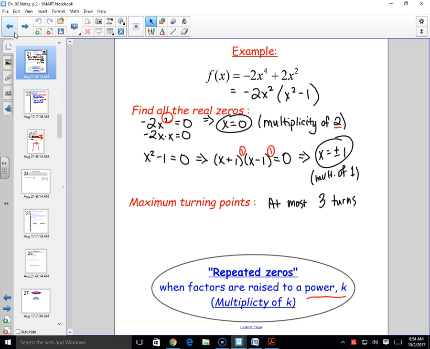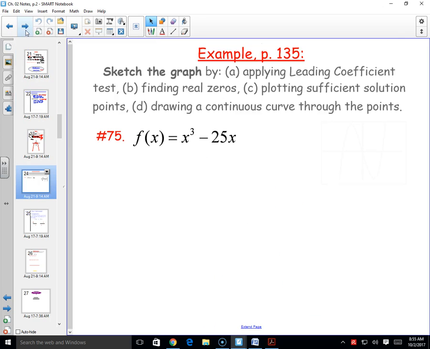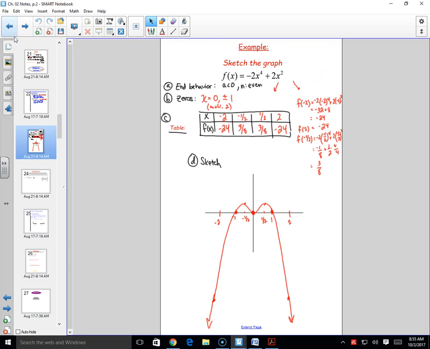Okay, so setting each one equal to 0 and solving, we found 1, 2, 3 zeros. And the multiplicity, oh yeah, that was like a graphing clue, but we'll go over that in a second. So we found our 3 zeros. I just wrote them down on this page because we'd already done it. So factor, set equal to 0, and solve.